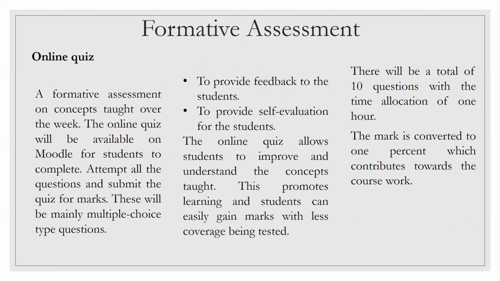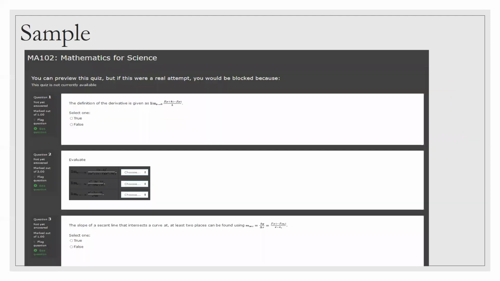Now, what is the reason for the online quiz? It is to provide feedback and self-evaluation to the students. The online quiz allows students to improve and understand the concept of limits. This promotes learning, and students can easily gain marks with less coverage being tested. There will be a total of 10 questions with a time allocation of 1 hour. The mark is converted to 1%, which contributes to the students' coursework.